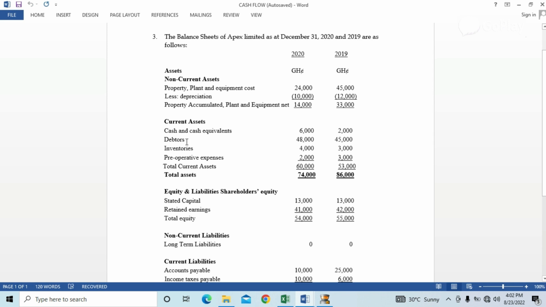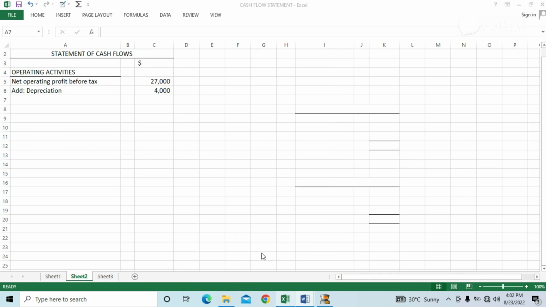So we move to our debtors. As the next asset, has it increased? Yes, 2019 it was 45,000, 2020 is now 48,000. So it has increased by 3,000. So we move to our cash flow. So increase in debtors, since it is an increment, we are going to put it in brackets or subtract it. So 3,000. So increase in debtors. That's how you do it.